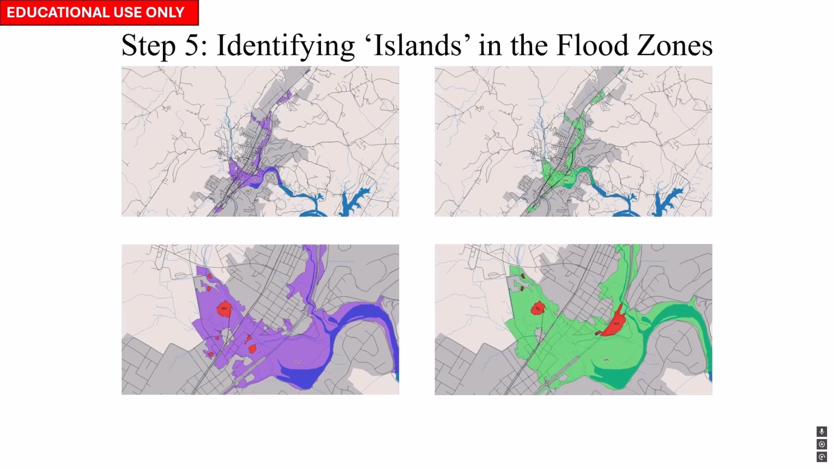There is a slight difference in islands. I think most notable is that with the more severe flooding of the 0.2% chance, you lose the number of islands, but you get some larger islands appearing.